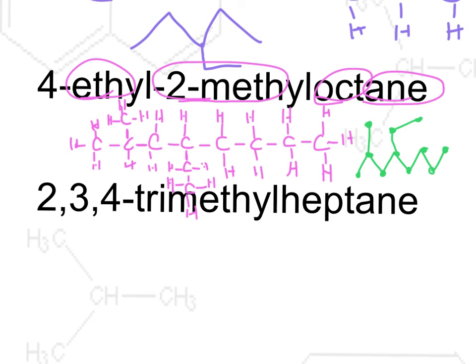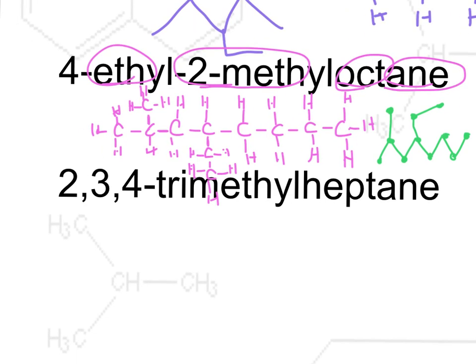All right, last one. That one says 2,3,4-trimethylheptane. So what do I start with? I start with the parent, which is hept. Hept means 7. So 1, 2, 3, 4, 5, 6, 7. Ane tells me no double bonds, no triple bonds, no ring, nothing special, just all single bonds.